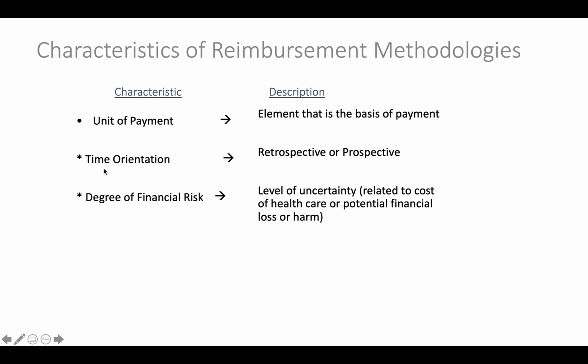The second characteristic is time orientation. As a provider, do I get paid after I provide the service? This is called retrospective payment. Or do I get paid before I even get to treat people? This is prospective. The third characteristic is the degree of financial risk that I need to carry, which means the level of uncertainty related to the cost of healthcare or potential financial loss or harm.